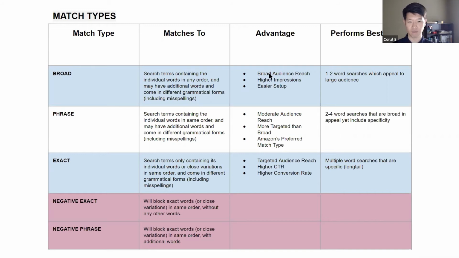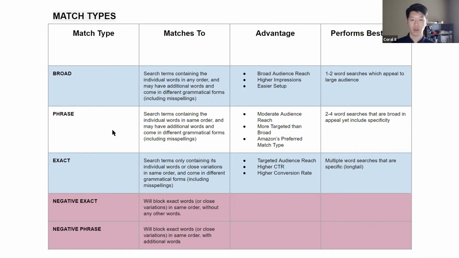Now, the advantage is broad audience reach, higher impressions, easier setup. Performs best with 1 or 2 word searches which appeal to large audiences. Broad match keywords can also have additional individual words added onto the keyword that you put in. So for stainless steel knife, a customer can search for black stainless steel knife, and that could be matched up to your keyword, stainless steel knife.